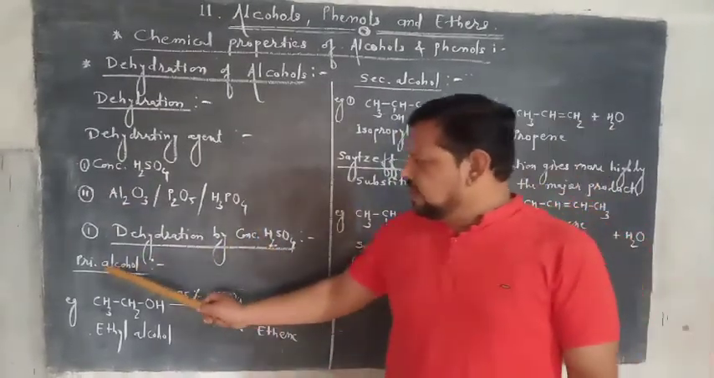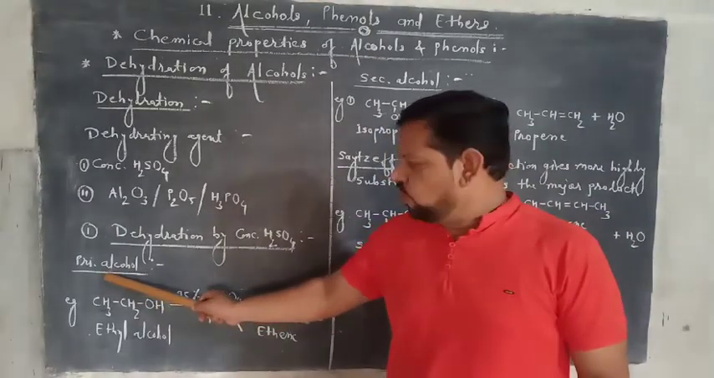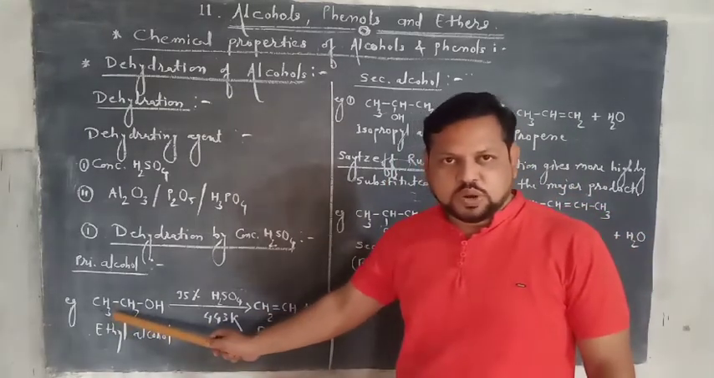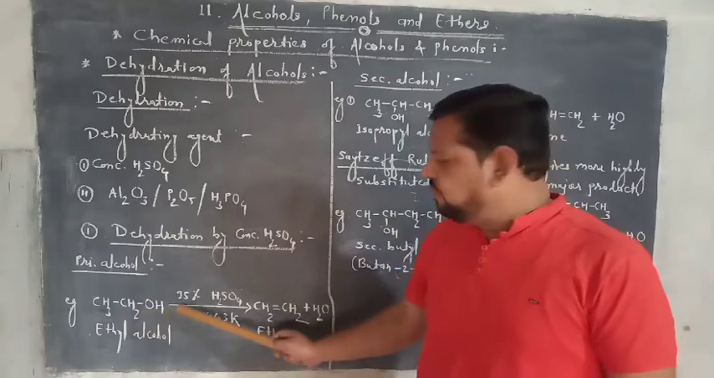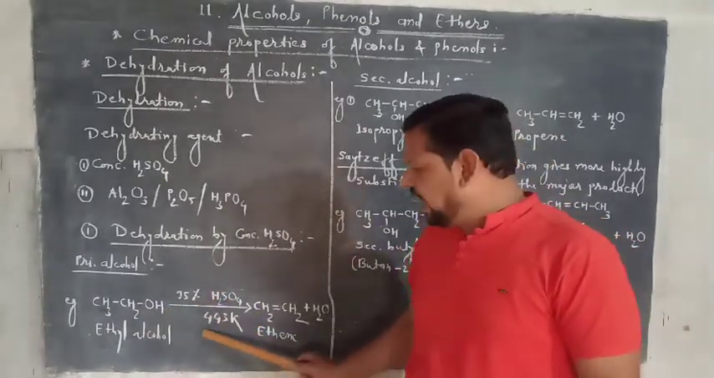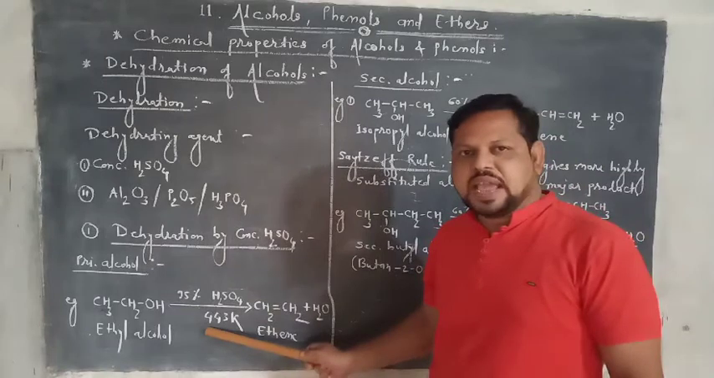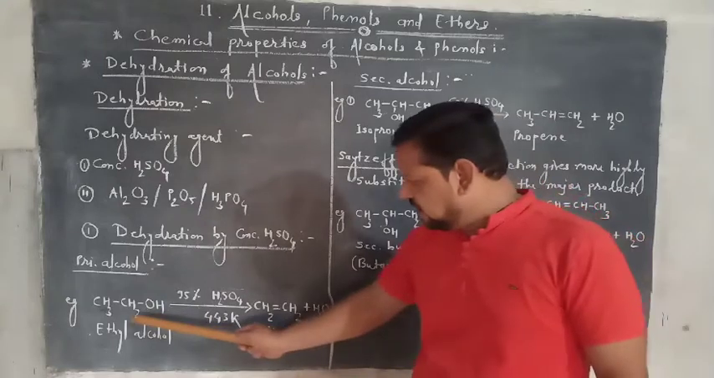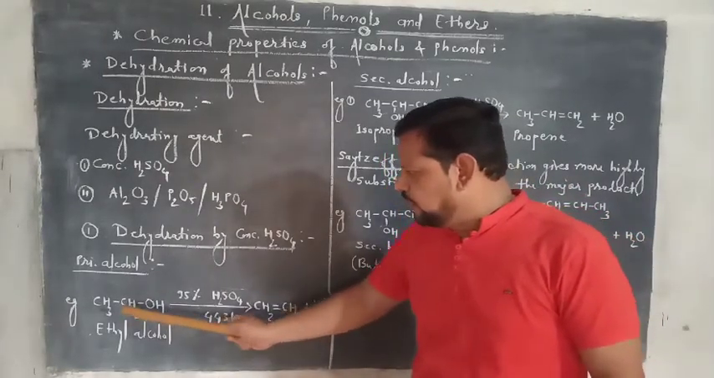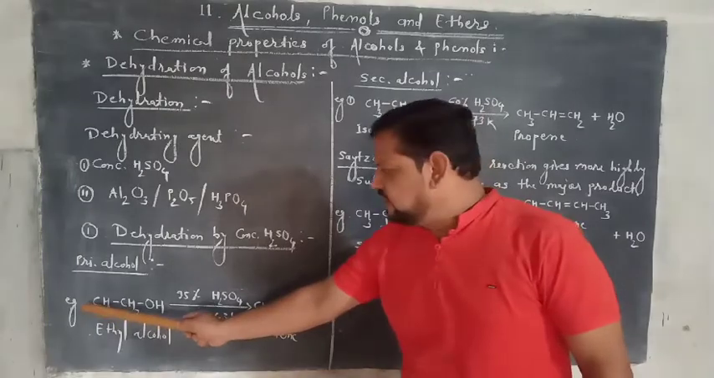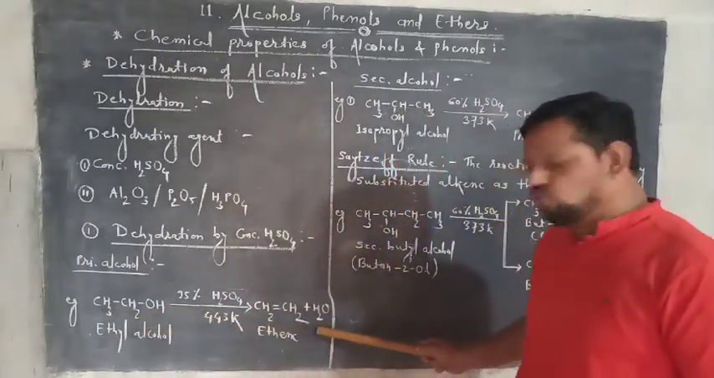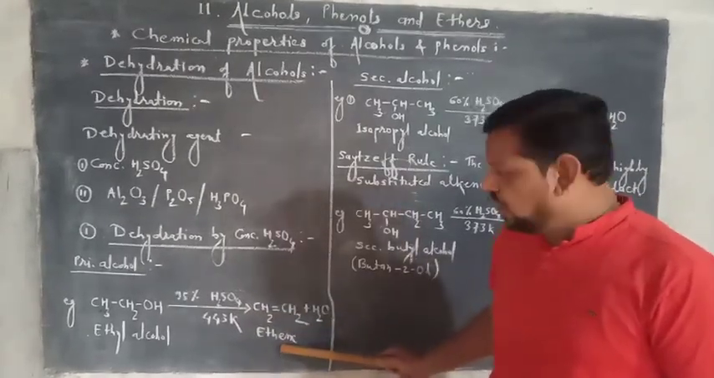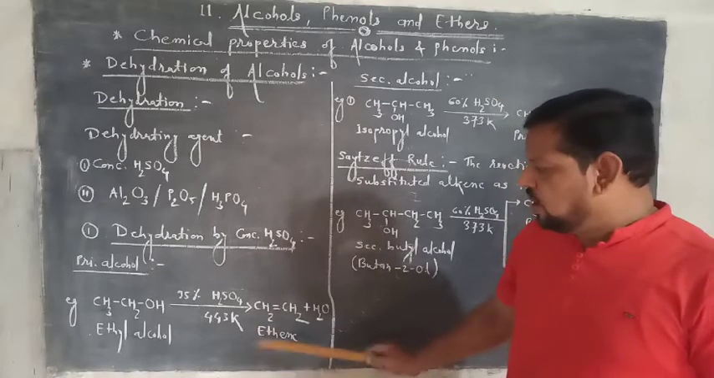For this, first the reaction from primary alcohol. See here, the prime example of primary alcohol is ethyl alcohol. This ethyl alcohol is heated with 95% sulfuric acid at 443 Kelvin temperature. Then it gives ethene and water. See here, from this carbon the OH group and from this carbon hydrogen, this H and OH gives H2O, and the remaining portion is CH2=CH2, that is ethene. This is the example of primary alcohol.